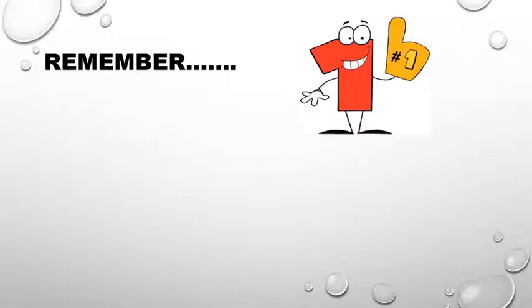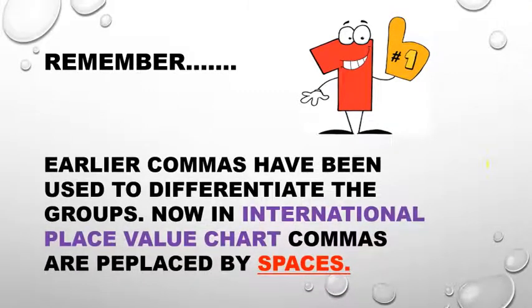You must remember one more thing, that earlier commas have been used to differentiate the groups. Now in the international place value chart, commas are replaced by spaces. So for differentiating the groups, we are now going to use the spaces.